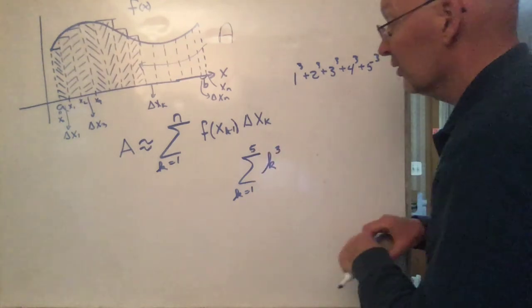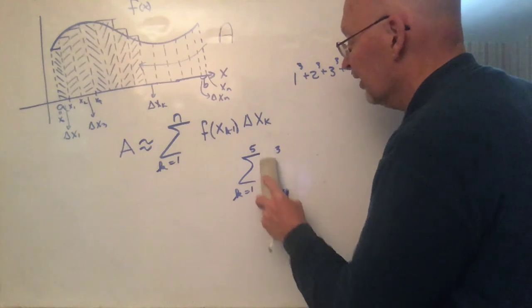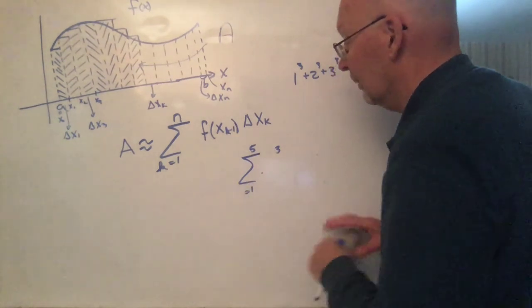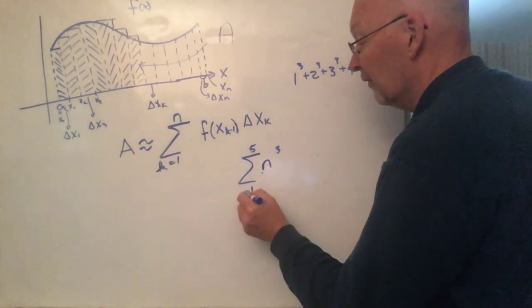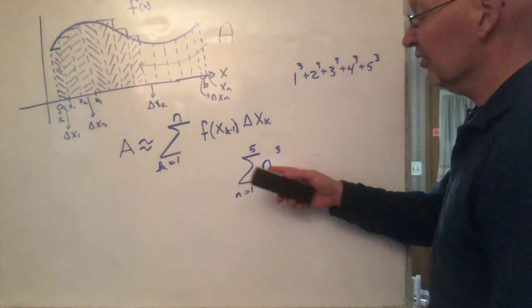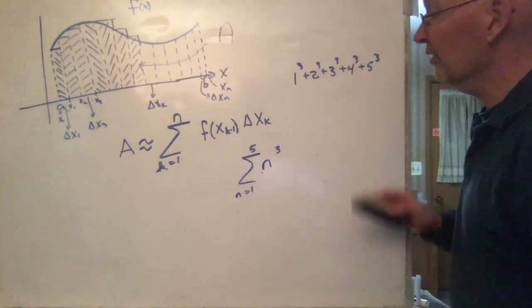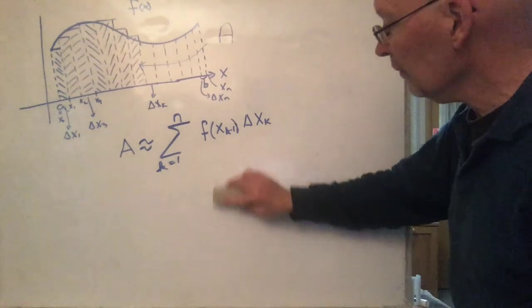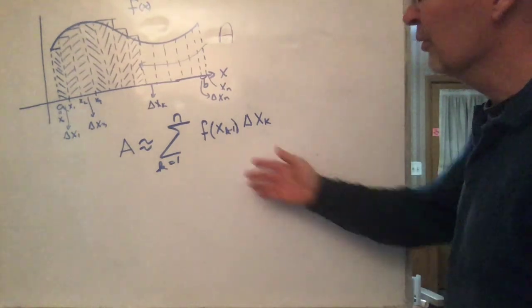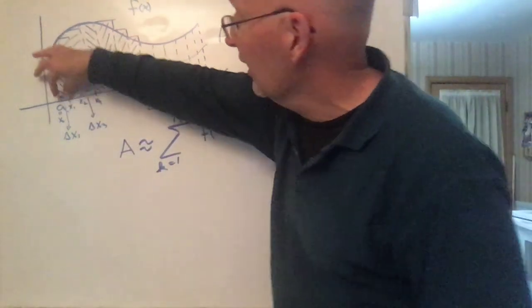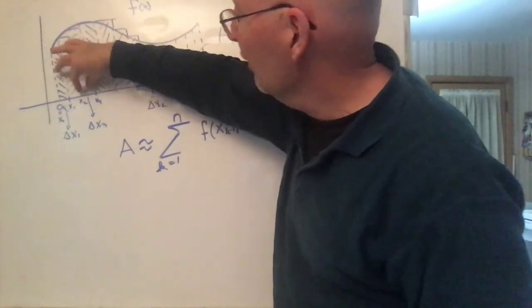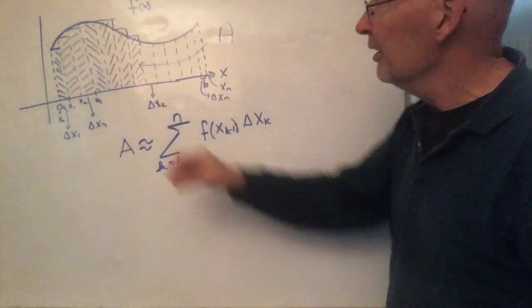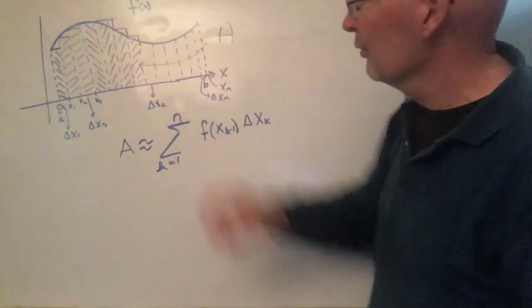If I changed it to an n instead, it would be exactly the same thing because it's called a dummy variable. Doesn't matter what that is. It's just telling you what to do. Okay, so that's summation notation. Because we're just adding up all of these rectangles, the areas of all these rectangles.